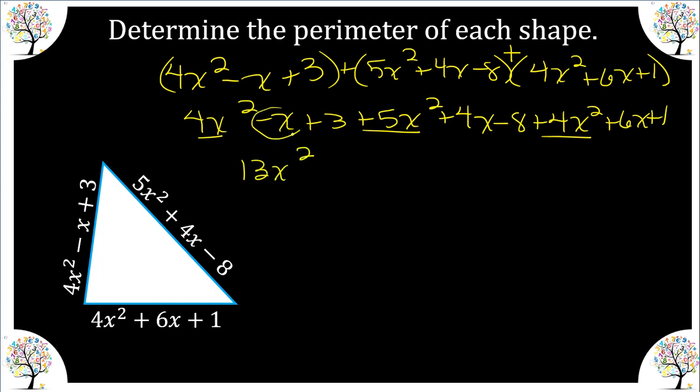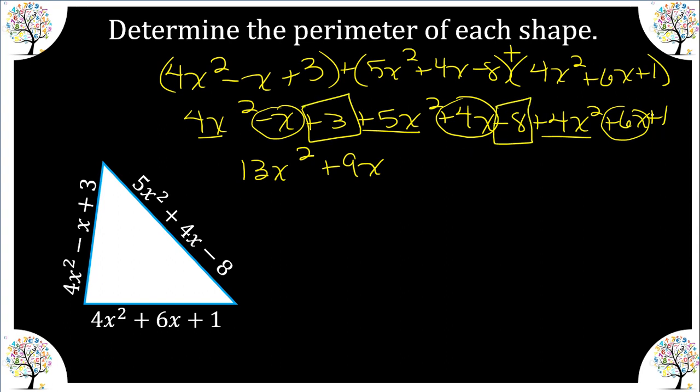Then we have our linear terms. So 6x and 4x is 10, and then we have minus 1, so that's plus 9x. And then we have positive 3, minus 8, plus 1. So 1 and 3 is 4, and 4 minus 8 is minus 4. So we have a quadratic trinomial for the perimeter of the triangle.